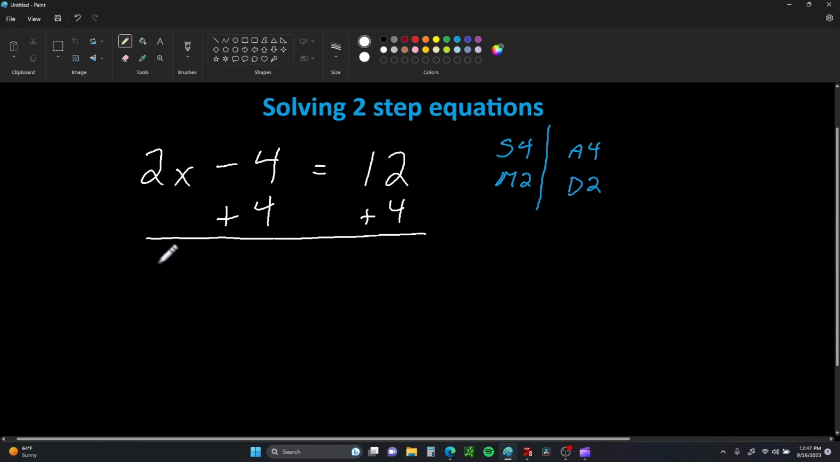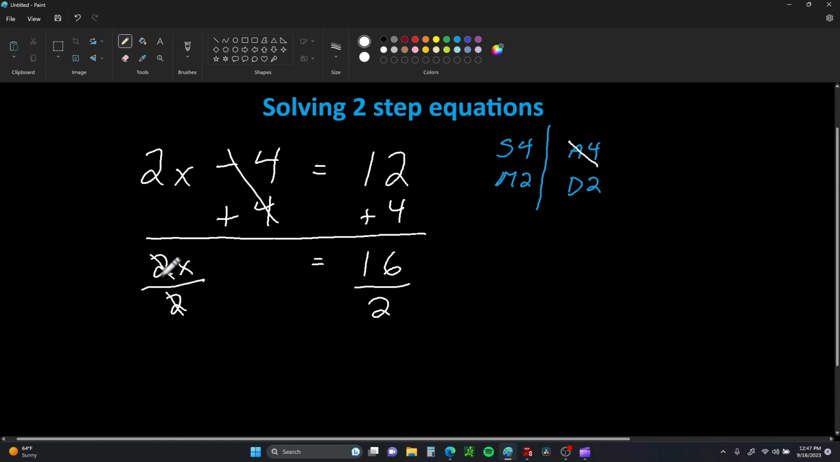I go left to right, I bring down the 2x. These add up to 0. And 12 plus 4 is 16. So I've done this one over here. Now I want to divide both sides by 2. So when I divide by 2, what I do to one side, I have to do to the other.